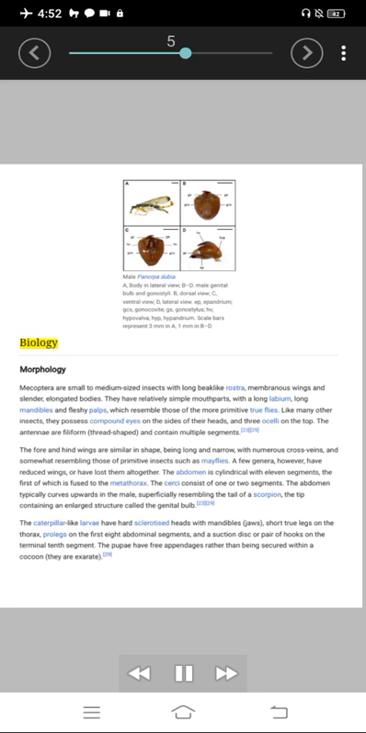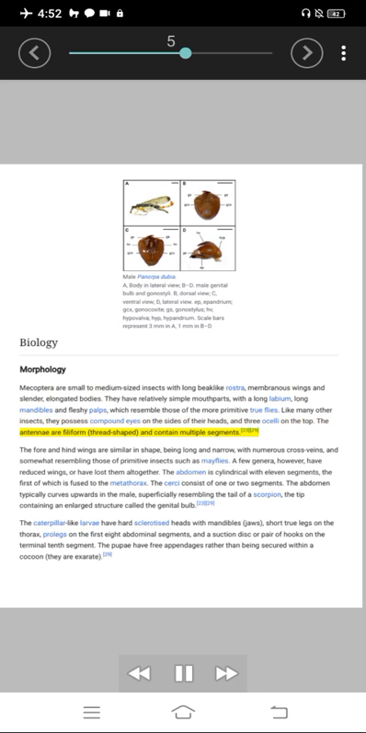Biology. Morphology. Mecoptera are small to medium-sized insects with long beak-like rostra, membranous wings and slender, elongated bodies. They have relatively simple mouthparts, with a long labium, long mandibles and fleshy palps, which resemble those of the more primitive true flies. Like many other insects, they possess compound eyes on the sides of their heads, and 3 ocelli on the top. The antennae are filiform, thread-shaped, and contain multiple segments.